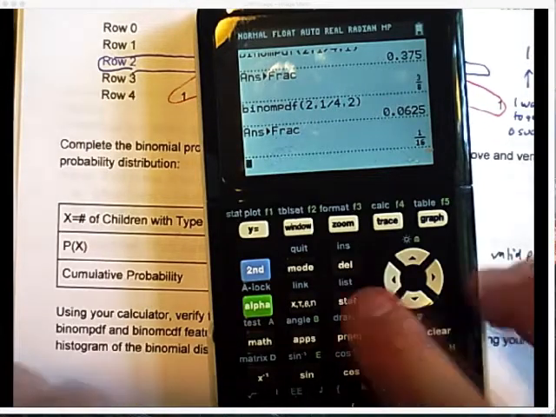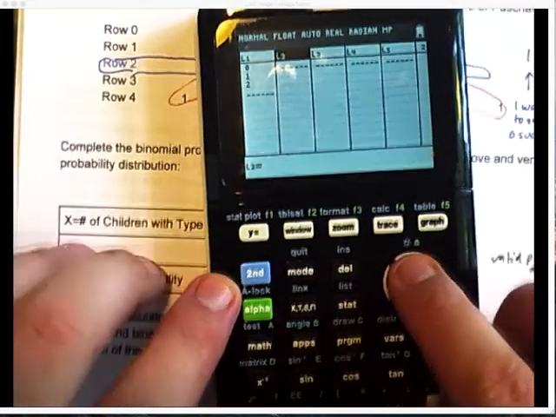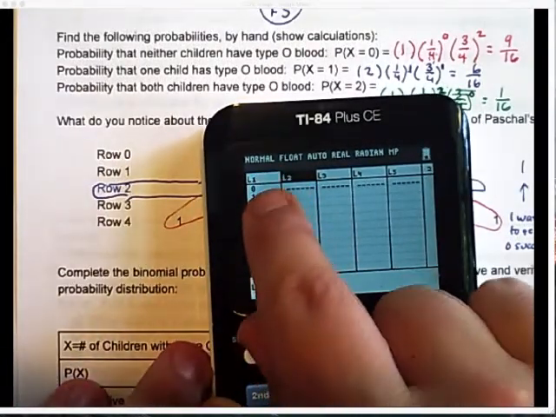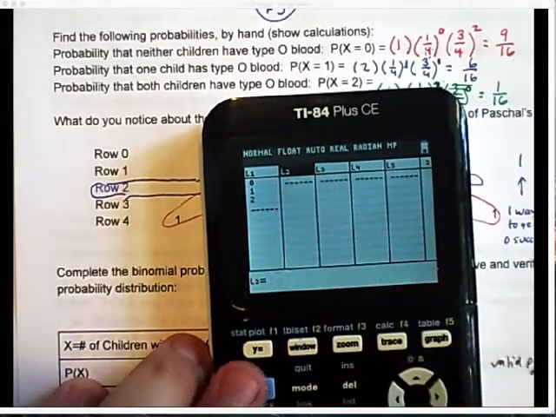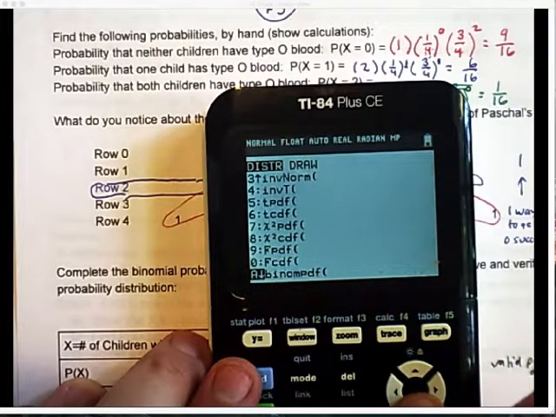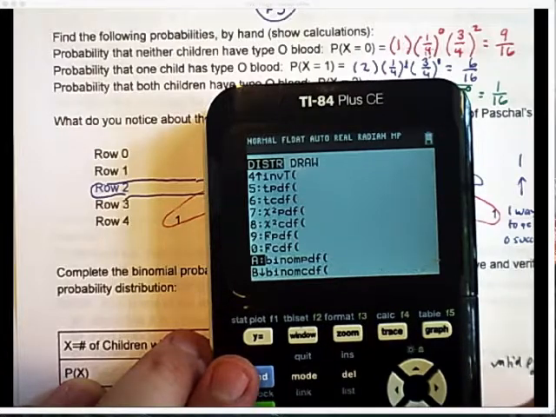All right. So let's go to the lists again. There's a way you can do this all at once. So here's how you do it all at once. List your possible X values in list 1, then toggle up to where it says L2, go under your distribution menu, go down to option A, Binom PDF, click enter.